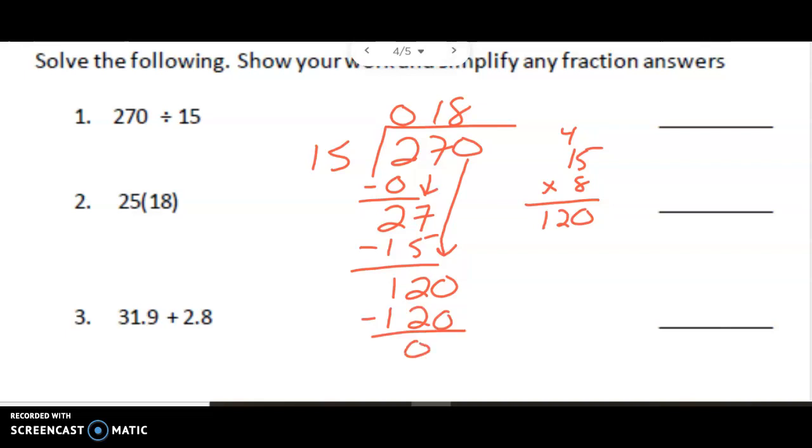Now notice, something you need to think about. If I've got 3 digits in the dividend, I have to have 3 digits in the quotient. If you've got 4 digits, you made a mistake. You have to have the same number of digits in your quotient as your dividend.